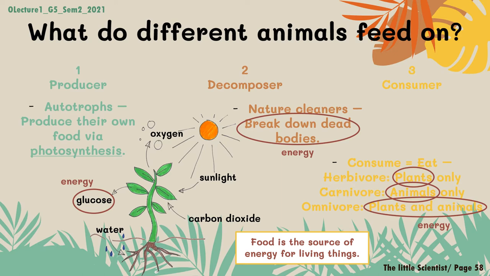Producers use the glucose that they made to make the energy that they need. Decomposers use dead bodies as a source of energy, and consumers use their food, the food that they consume, to produce the energy they need.